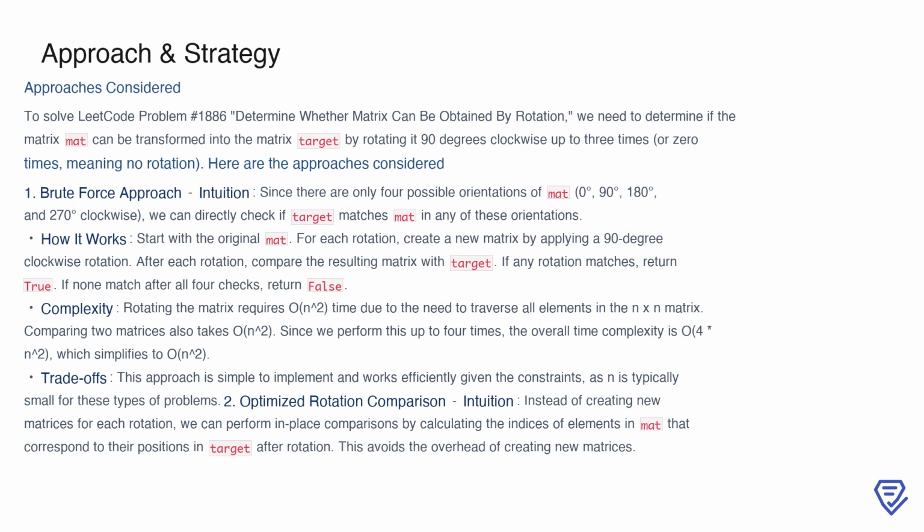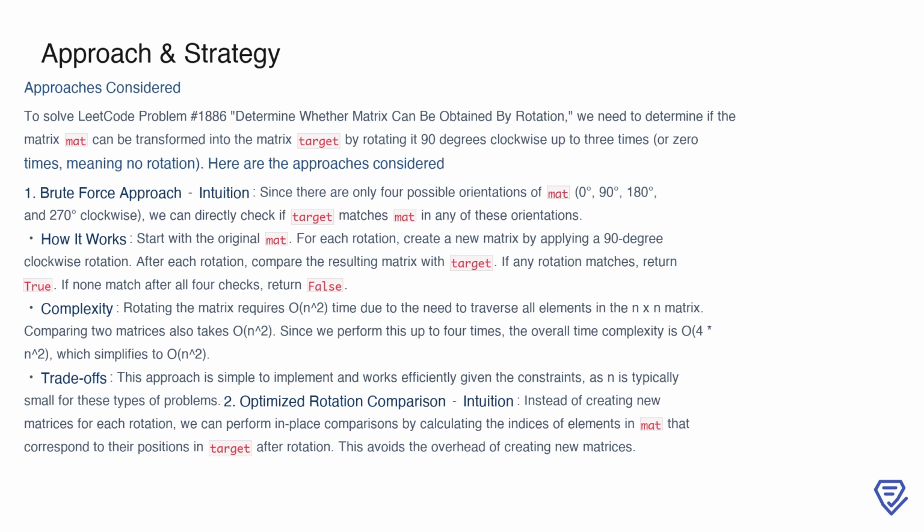To solve the problem of determining whether the matrix mat can be transformed into target through rotations, we considered several approaches. The first is the brute force method. The intuition behind this approach is straightforward. Since there are only 4 possible orientations of mat, 0 degrees, 90 degrees, 180 degrees, and 270 degrees clockwise, we can systematically check if target matches mat in any of these orientations.